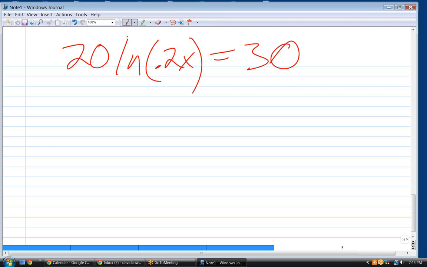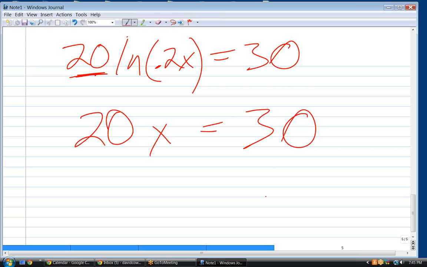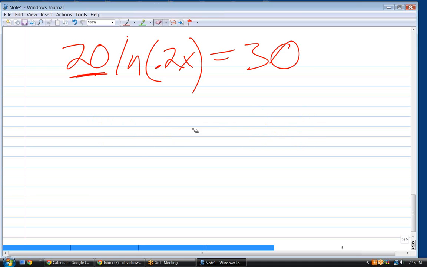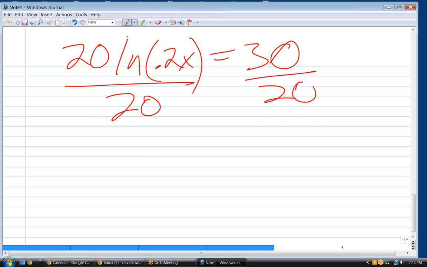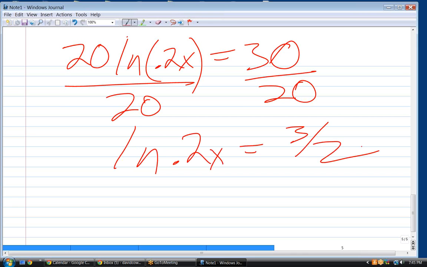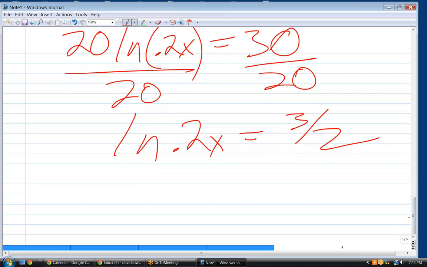There's nothing special about logs. This is just a multiplier. If I said 20x equals 30, what would your first step be? Divide it by 20. That's what you want to do here also. In other words, if I divide this side by 20 and this side by 20, well, over here I end up with natural log of 0.2x equals 3/2. Now, I can solve it.